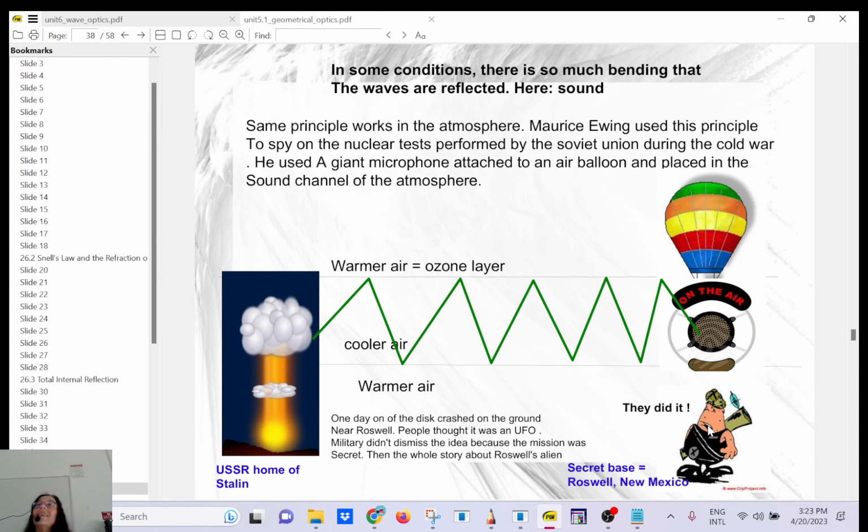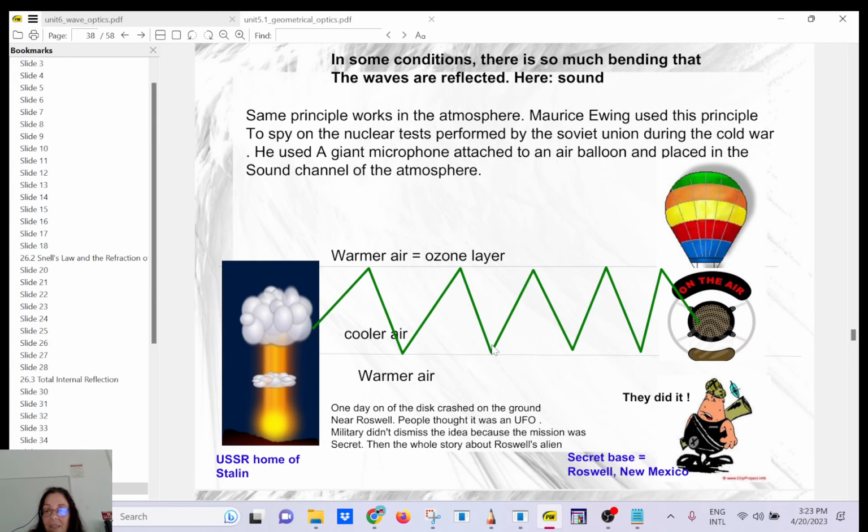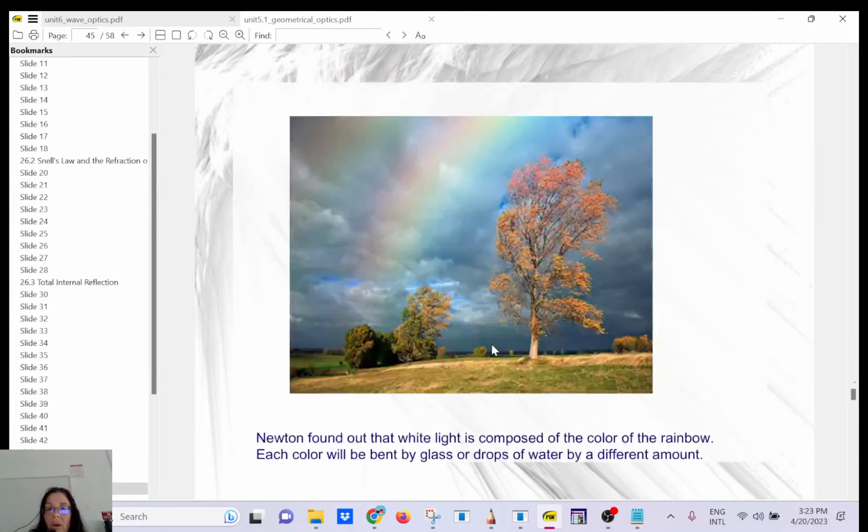Roswell. And then came the whole story about the Roswell alien. It was not an alien. They were just spying on the Soviet Union at the time. And that's a nice application of the sound channel, right? So it was classified for a very long time, and then it became declassified, but nobody paid attention to it. So it's an interesting story. So, about the eyes.